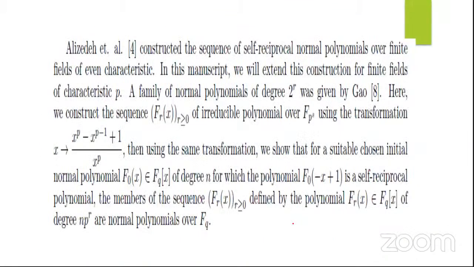Alizada et al. constructed the sequence of self-reciprocal normal polynomials over finite fields having even characteristic. Then we extend this construction for finite fields having characteristic p, and a family of normal polynomials of degree 2^r is already given by Gao. Then we construct the sequence of irreducible polynomials by taking a suitably chosen initial irreducible polynomial, and then we prove that these polynomials are normal polynomials.